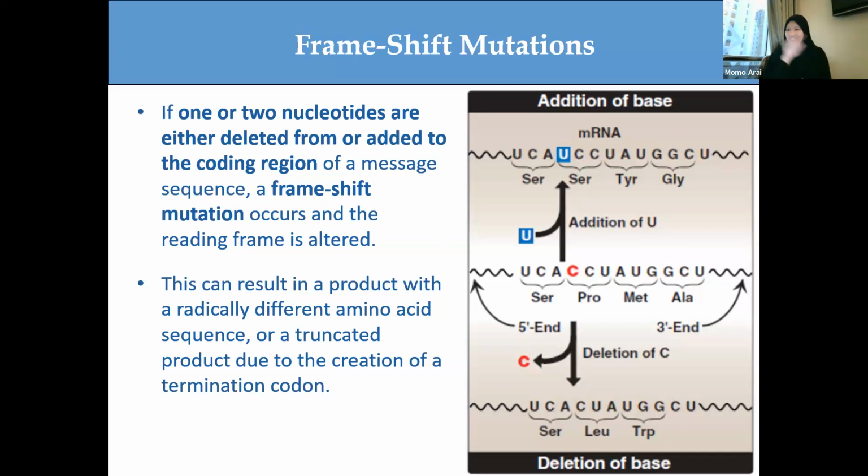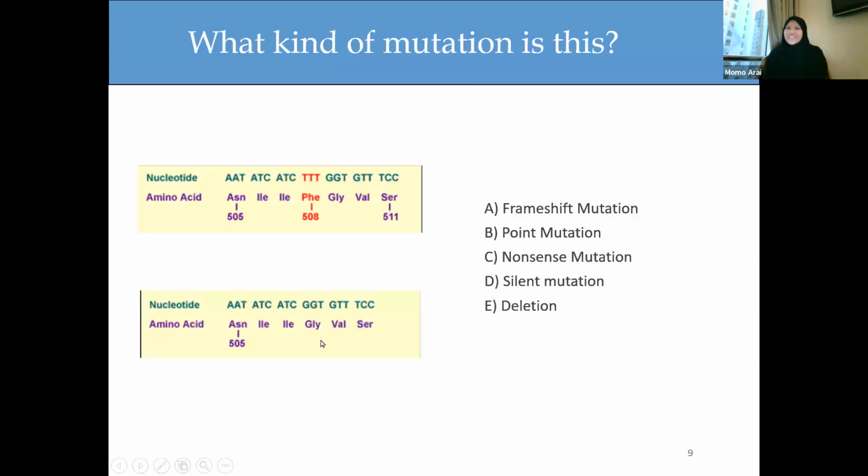Because I have a question for you guys in the next slide. Okay, I'll move on. So you have this sequence, and the one highlighted is the one changed down in this sequence. So what kind of mutation do you see here? I'll wait for more, but everyone so far is saying deletion. Yeah, you guys are right.